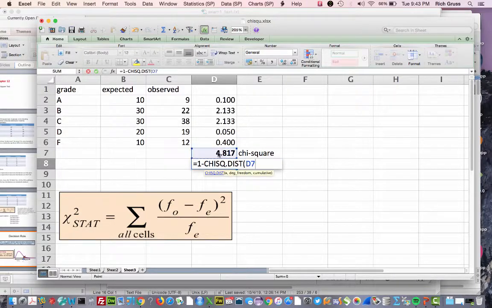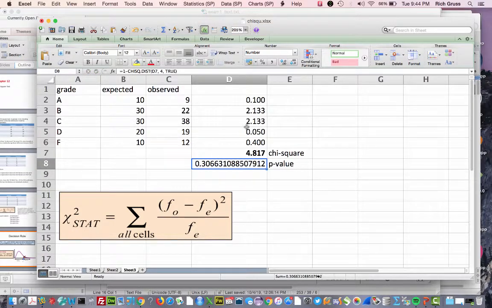Okay, and then the x is the test statistic that we calculated. Degrees of freedom, okay, so we got 5 values. Degrees of freedom is 4, and we always put true here for this. Okay, so that's calculating the p-value.